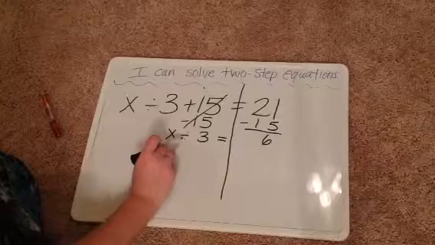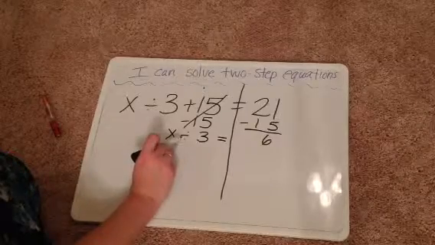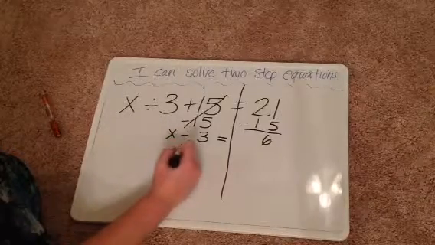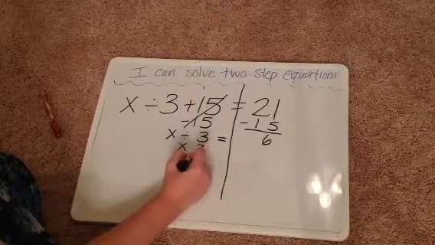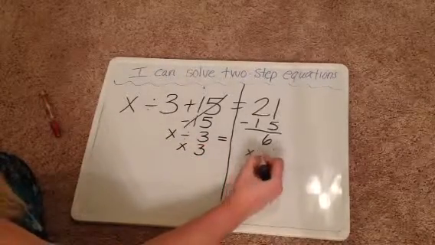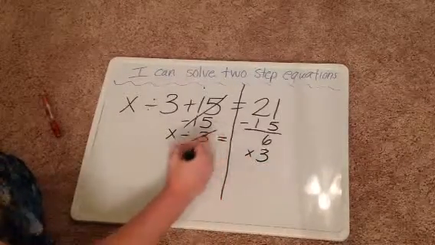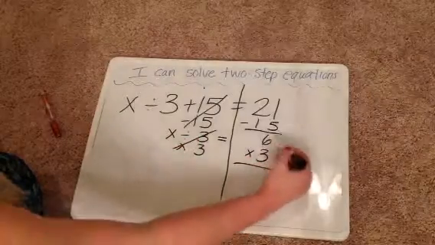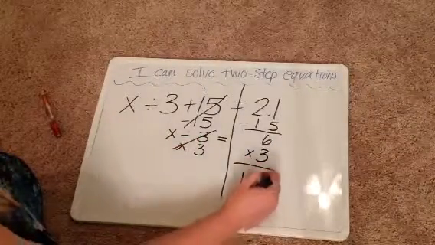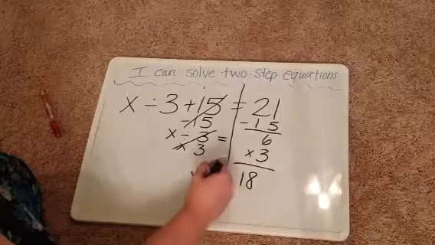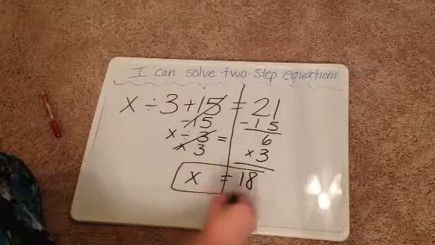So I have a division sign. So I have divided by 3. I need to do the opposite. So times 3. Whatever I do over there, I need to do over here. So this cancels out. And I know 6 times 3 is 18. So that is going to be what x equals.